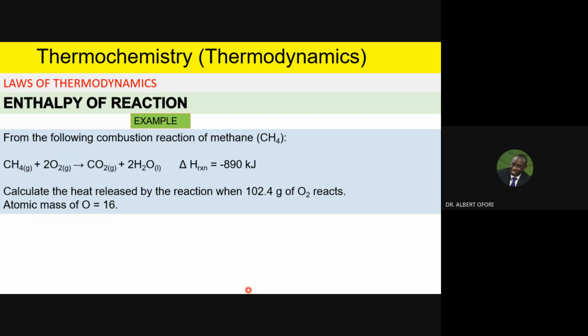Where's my cursor? Have you seen it? So this is 2 moles here. 2 moles gives you the equivalent enthalpy of reaction. Now I say that is negative when you are having a new number of moles, so the 2 moles is coming from the reaction.